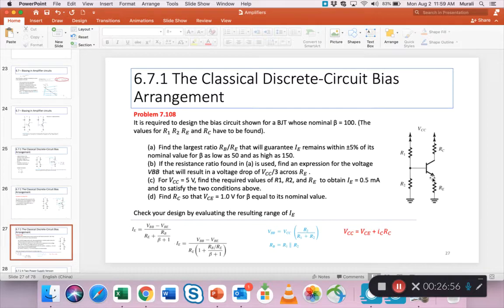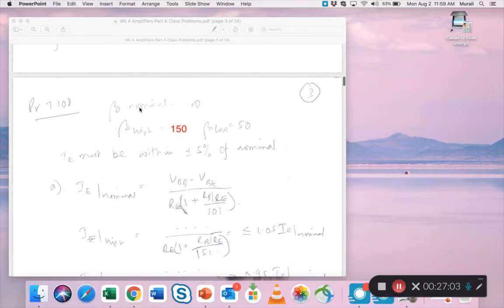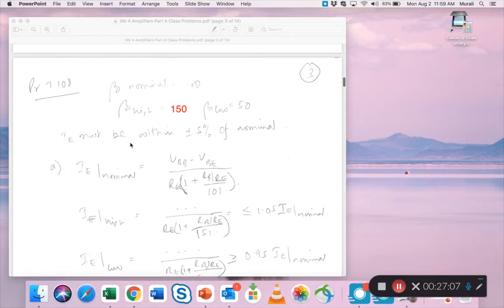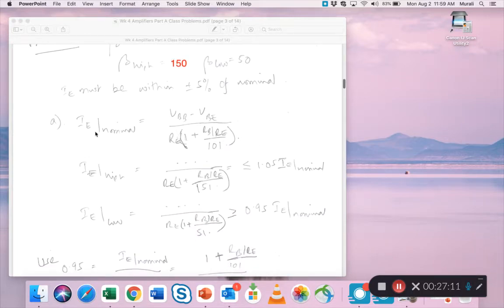From here to here only. Okay, so using all this, let's look at 7.108. B nominal is 100, B high is 150, B low is 50. IE must be within plus or minus 5% of nominal. So what is IE nominal?